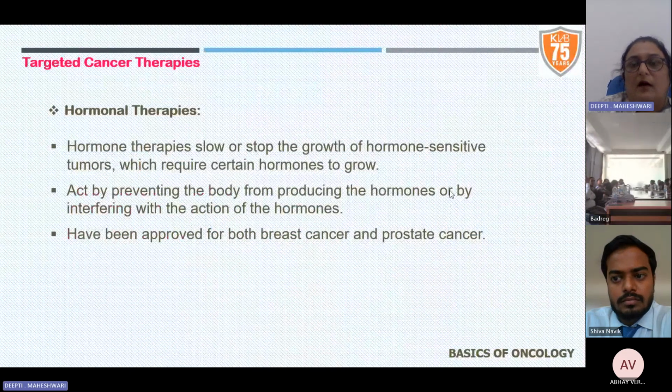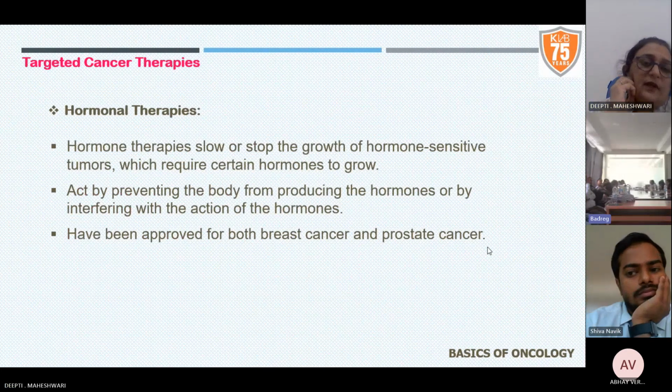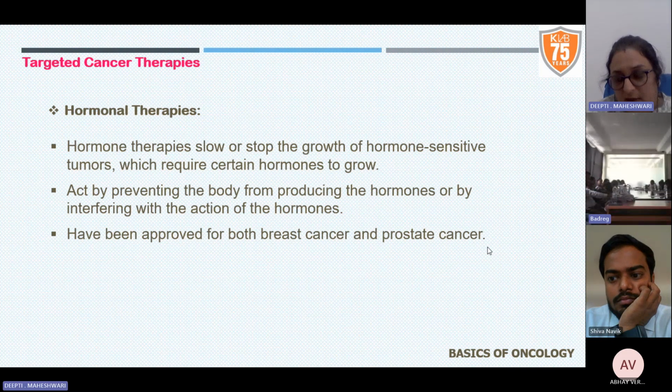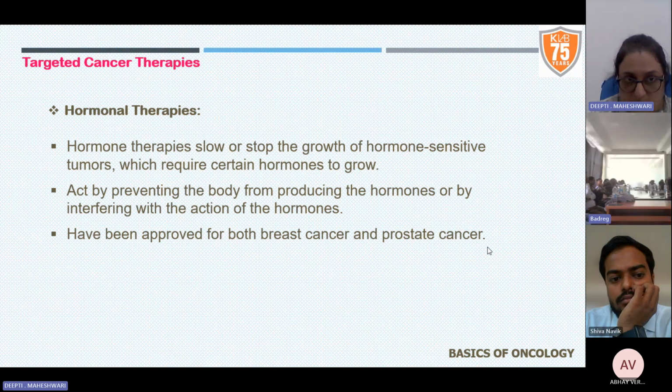Okay. Of course, these are all the chemotherapeutic agents that we saw, but there are certain hormonal therapies also which are used in treating cancer, and we also have some of those molecules with us. So I will touch on the hormonal therapies also. What is the role of hormonal therapy in treating cancer? Hormone therapy slows or stops the growth of hormone-sensitive tumors which require certain hormones to grow.